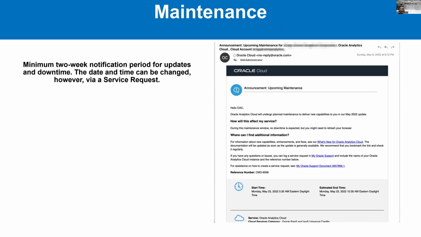So for maintenance, Oracle always provides at least a 2-week notification period for any updates, any downtime. The date and time can be changed via an SR to Oracle if set up within a certain amount of time. It's always pretty easy to change that schedule if it doesn't work with the business requirements.